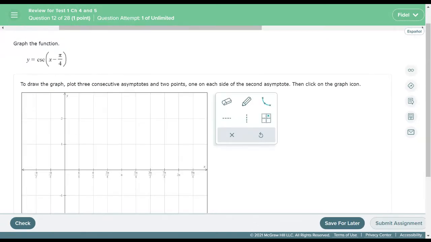Okay. Same thing? Let me ask you a question. What would be the first thing I would do if I was going to graph this? Yes, again, sine of x minus pi over 4. I would graph sine of x minus pi over 4. And then once I got my picture, then we go ahead and do it.